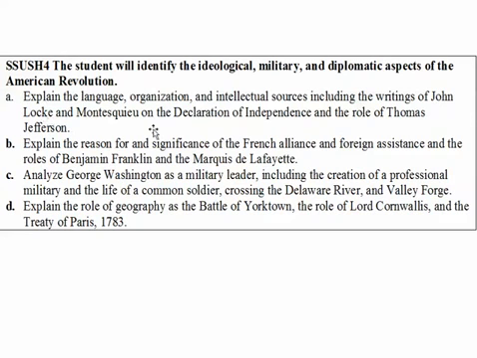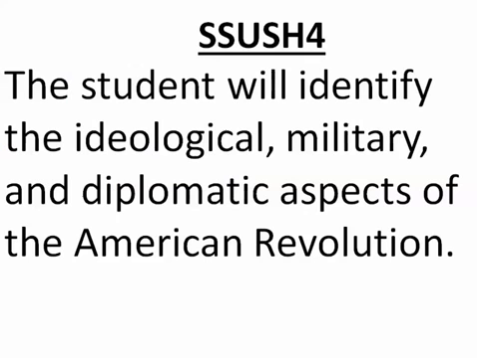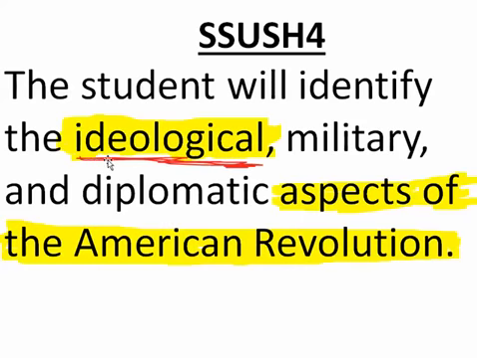And then we want to look at John Locke and Thomas Jefferson, and then we'll talk about Montesquieu, although I think he's better left to Standard 5, but we'll look at him real quick and then revisit him in Standard 5. So here's what we want to do. This overall big thing, the student will identify ideological, military, and diplomatic aspects of the American Revolution. What we want to do is focus, and I highlighted it here for you, on the ideological aspects of the American Revolution. I underlined ideological because that's what I want to focus on in this video.